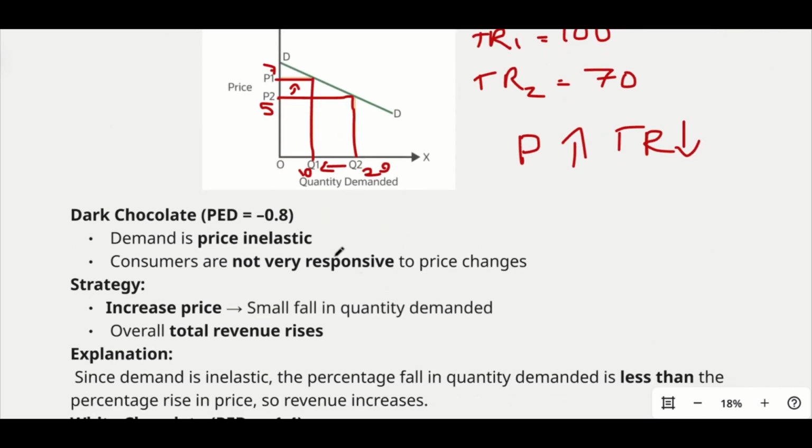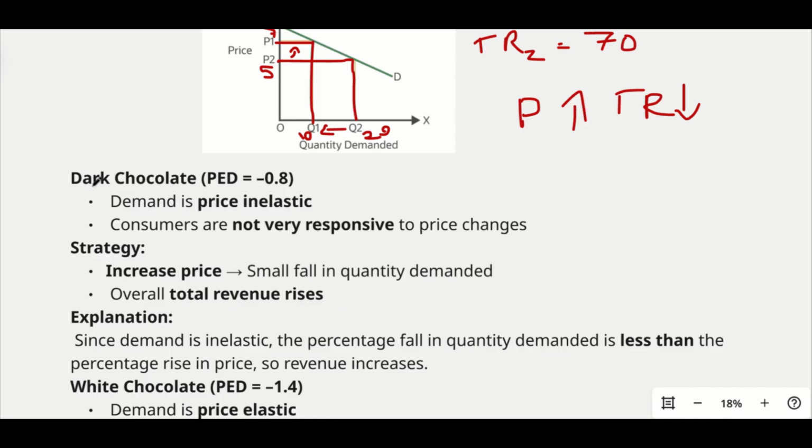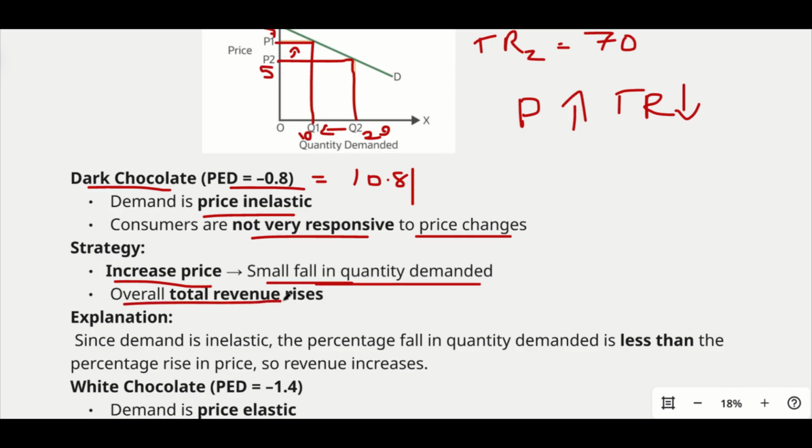Now let's check what is given here. For dark chocolate, the price elasticity of demand was minus 0.8, so the demand is price inelastic, since it is less than 1. The consumers are not very responsive to price change, so the quantity doesn't change much while the price change is bigger. Definitely there will be an increase in total revenue. Increase the price, there is a small fall in quantity demanded, but overall total revenue will rise.